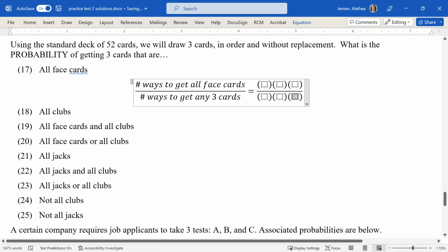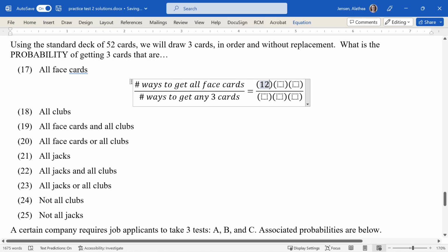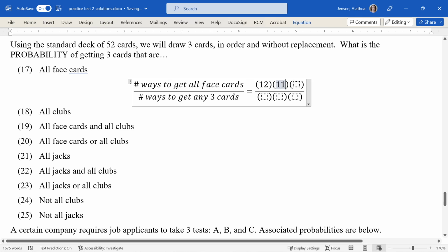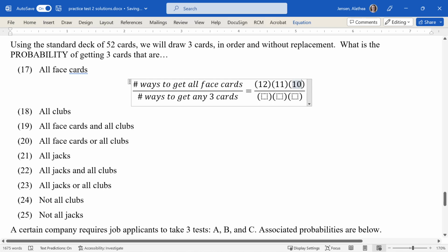So for the top, the number of ways to get the first card, and I know it needs to be a face card. Face cards are jacks, queens, and kings. There are 12 of those in the deck. So I have 12 options for my first face card. Now, I'm drawing without replacement, so I'm not putting that card back in the deck. So when I get to my second card and I need another face card, I only have 11 face cards left to pick from. So I have 11 options for my second card. For my third card, I'm down to 10 face cards left, so 10 options for my third face card.